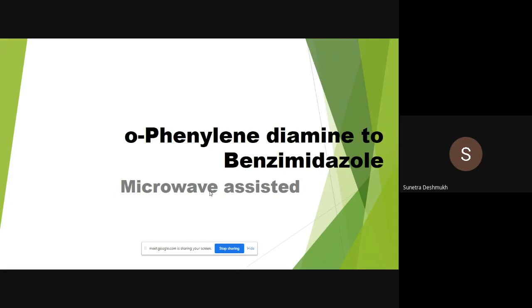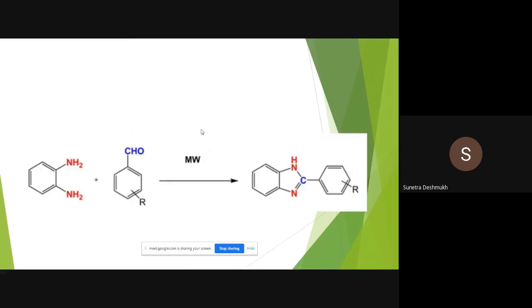Normally, we do carry out these reactions conventionally. That means we do heat them. That means we add all those starting materials in a round bottom flask, and we heat that on an oil bath or water bath. So now we will apply microwave radiation to convert this ortho-phenylene diamine to benzimidazole. We'll see now how to do that.